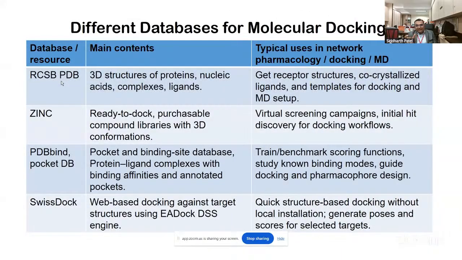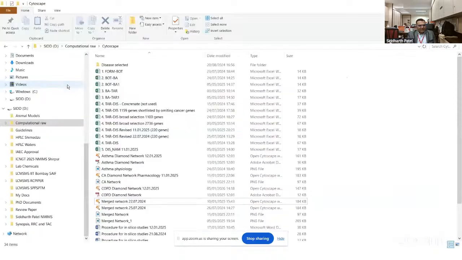The medicine, the molecule, small molecule structure can also be derived from different other sources like ZINC, SwissDock, and some other websites or other databases. And finally, we have to make a list that these are the proteins that we are interested in, and these are the ligands that we are interested in. And then we can go for molecular docking. So the list we can prepare like this.